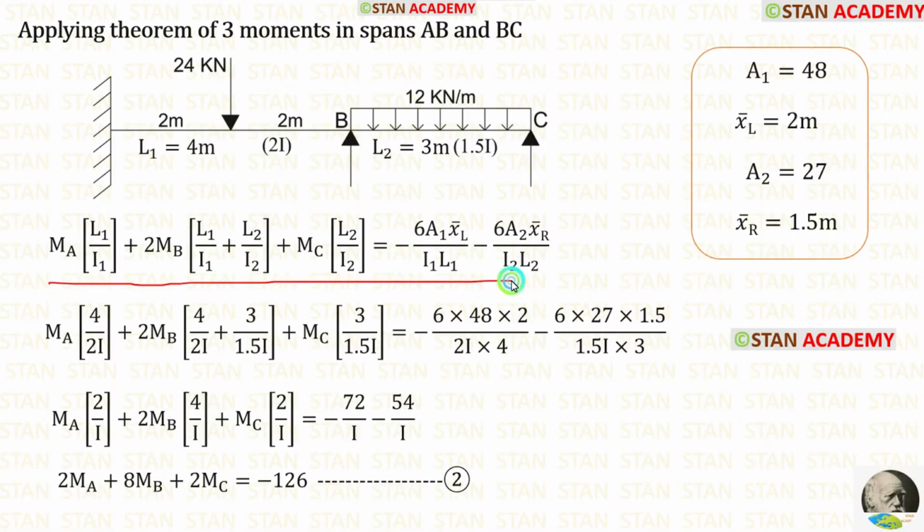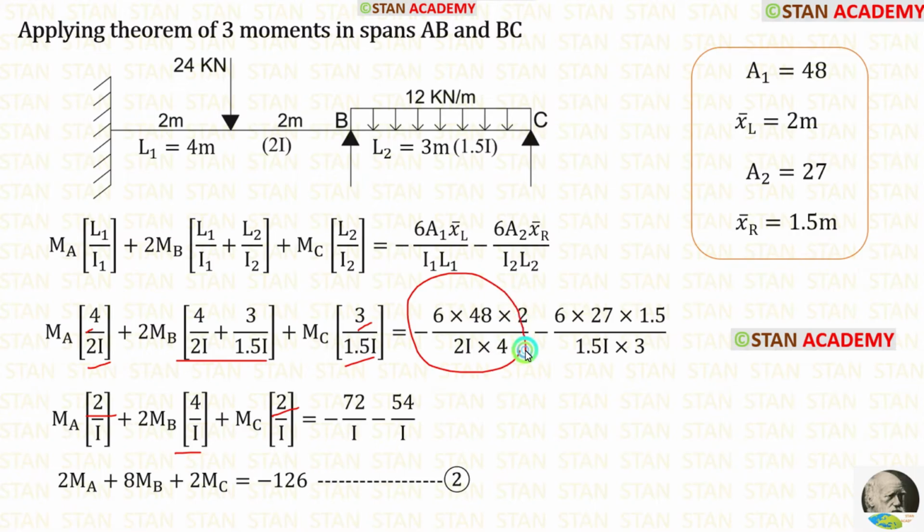In this equation, let us apply all of the values. L1 is equal to 4 meter, I1 is equal to 2I, L2 is equal to 3 meter, I2 is equal to 1.5I. Also, let us apply the values of area 1, x bar left, area 2 and x bar right. When we add these two values, we are getting 4 upon I. 4 upon 2, we will get 2. 3 upon 1.5, we will get 2.